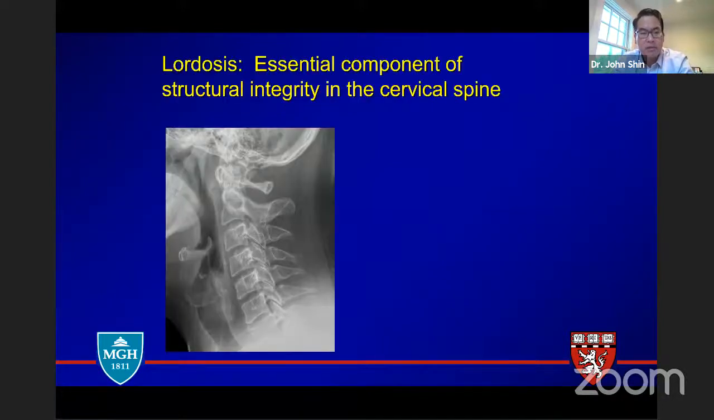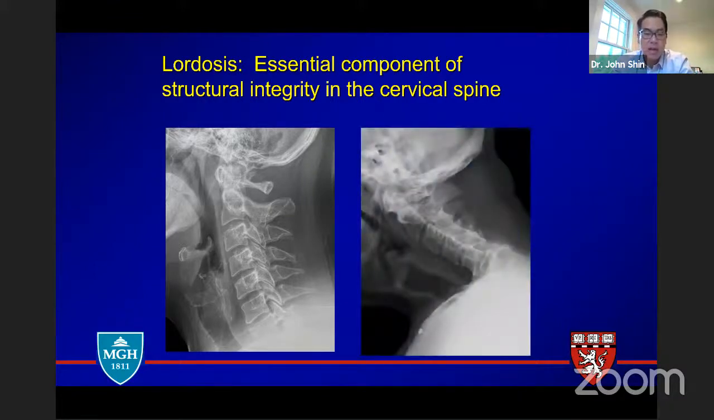So when we think about cervical lordosis, we know that this is an essential component of not only musculoskeletal health, but also our global spinal balance and alignment. And we know that there's significant variability in lordosis in general, and we're able to accommodate various degrees of lordosis. We see that in studies looking at normal controls, as well as patients with various symptoms such as radiculopathy, stenosis, or myelopathy.